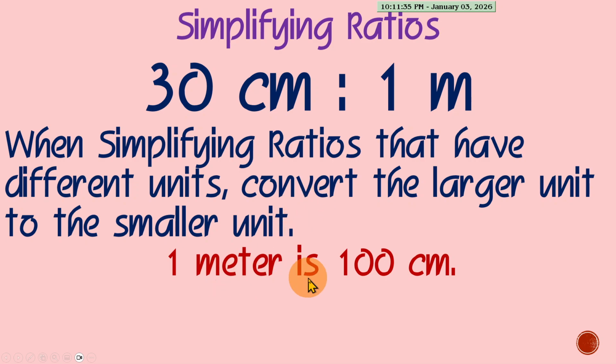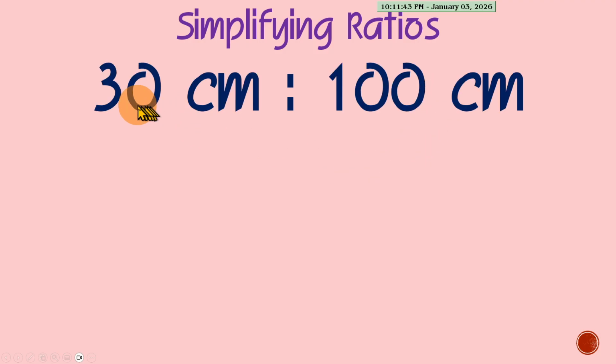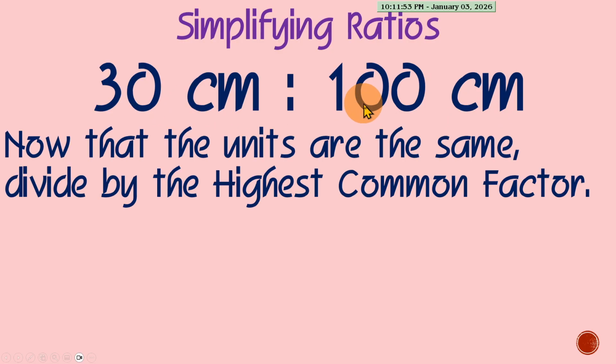So 1 meter is 100 centimeters. So we need to change this 1 meter to 100. So now we have them both being centimeters. And so seeing that they are now the same quantities, we can just focus on the numbers. So that means that we'll be focusing on 30 to 100.